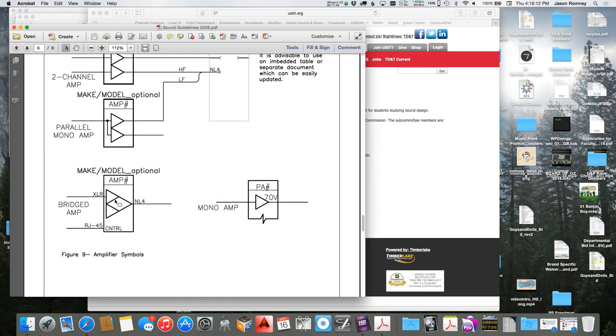A bridged mono is where you're going to use both channels to drive a single thing. You get more power that way. So this is how you would diagram that. You would just connect the tips of the two triangles together and go out to the cable.